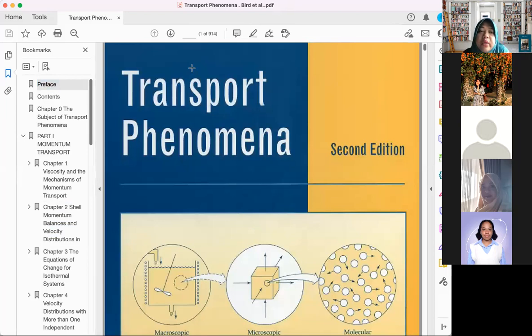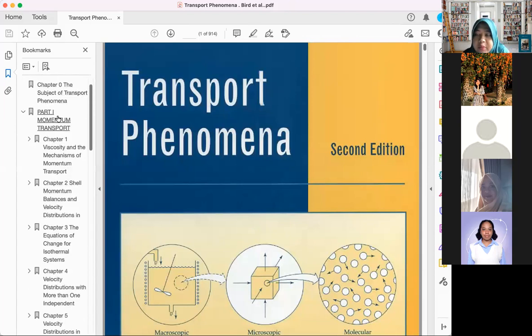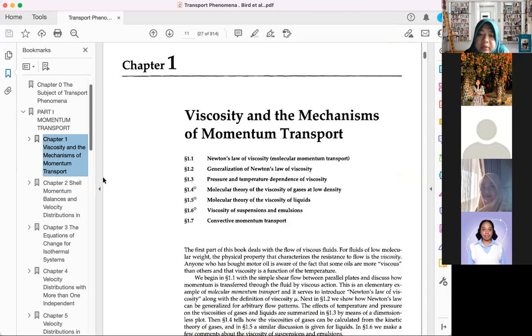And then today we're gonna talk. If you look at the book, you can see that the first part is the momentum transport that we're gonna talk about in these few weeks. And then last week we talked about viscosity and also the mechanism of momentum transport. If you're curious, you can also read it, but I'm not gonna explain it a lot. You can have a read, and then you can check maybe the viscosity in a gas or in a liquid if you're curious about it. And the viscosity is a function of temperature.